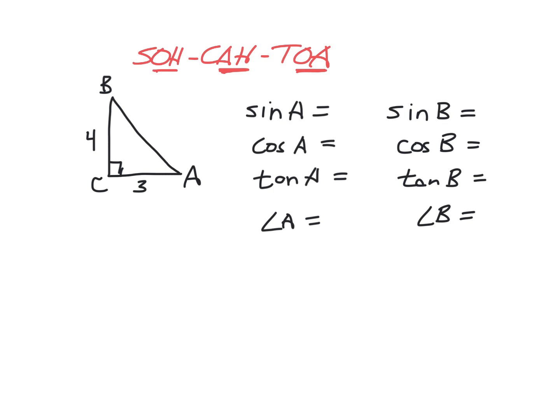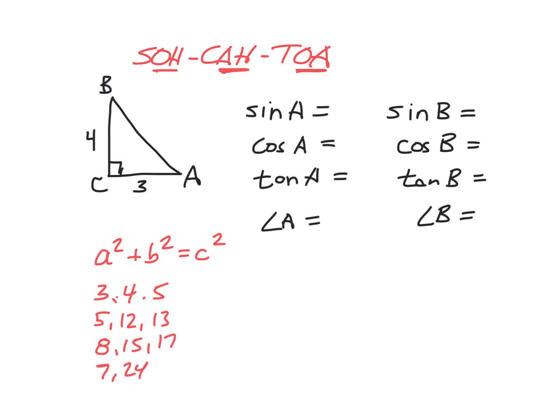We also have learned that in any right triangle, the Pythagorean theorem holds. So a squared plus b squared equals c squared, or leg squared plus leg squared is equal to the hypotenuse squared. We've talked about some famous Pythagorean triples: 3, 4, 5; 5, 12, 13; 8, 15, 17; and 7, 24, 25. These are triples that hold true for the Pythagorean theorem and are whole numbers.